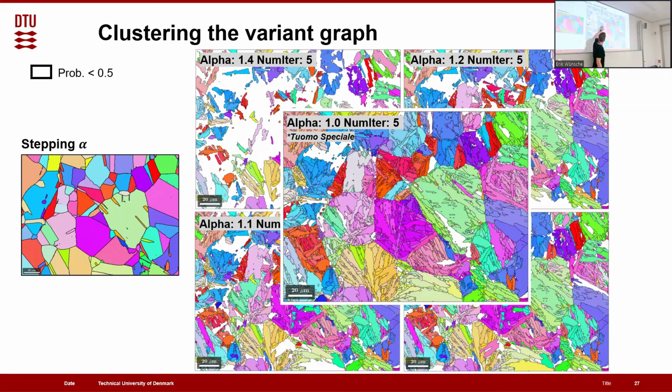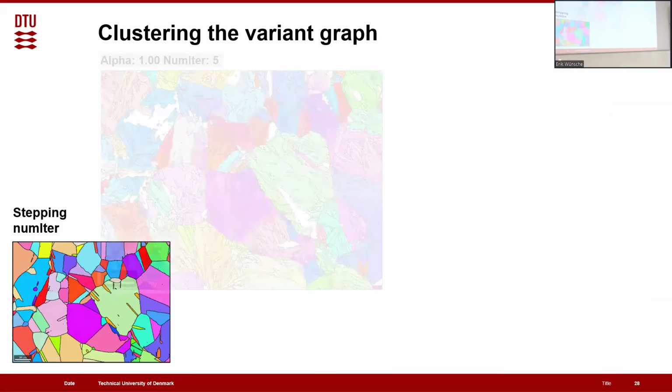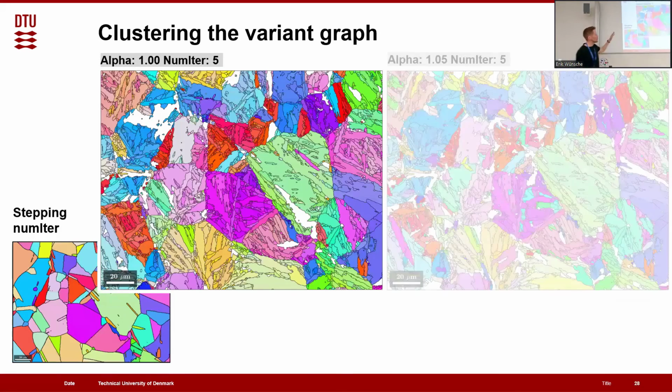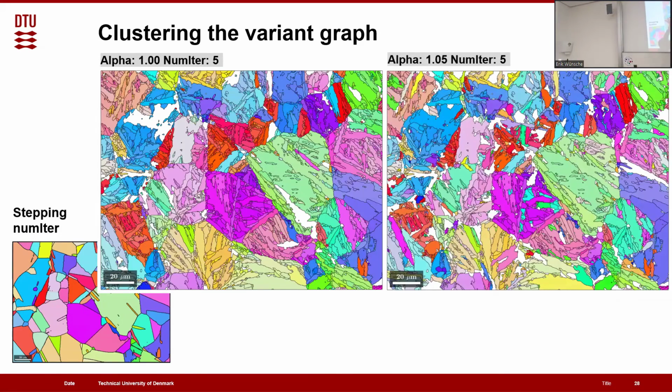There's some regions where it's not quite sure. So everything with a probability lower than 0.5, we kind of haven't reconstructed here yet. But usually with a little bit of post-processing, you can fill this up quite nicely. What about the number of iterations? If you now look at the most promising ones, with inflation parameter 1, inflation parameter 1.05.